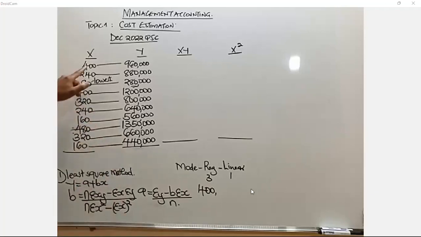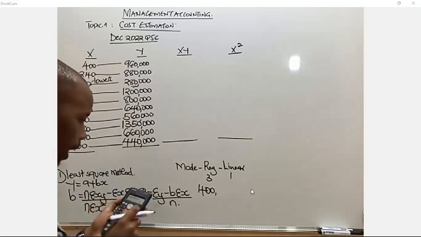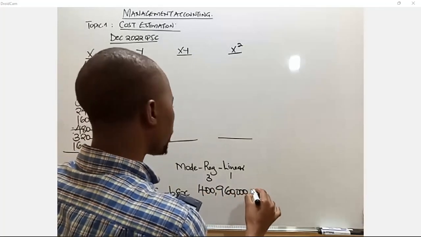So you take 400, comma, and put it in your calculator. The comma is there above the delete button, the red one, or next to the brackets. You'll be able to find your comma there. Then you put the second data, which is 960,000. So I put here 960,000. Then I press M plus.